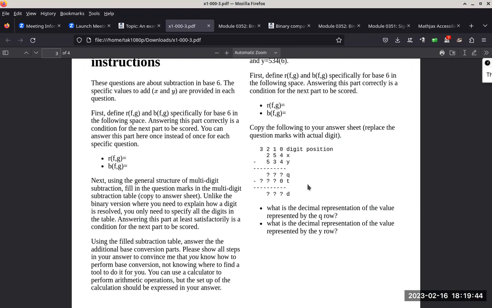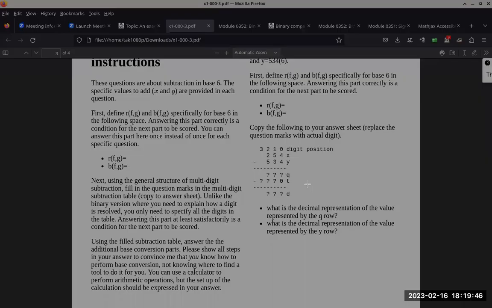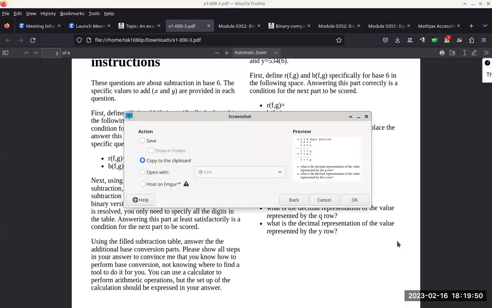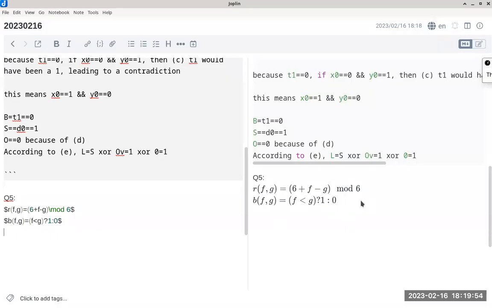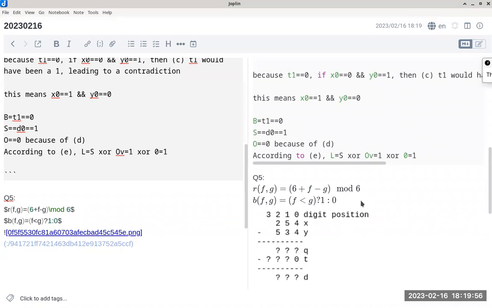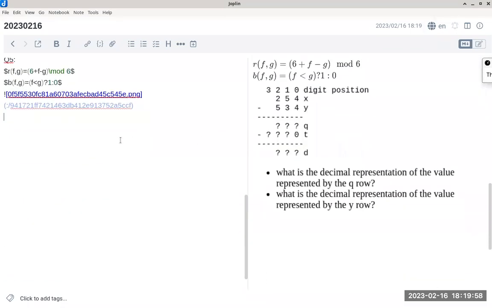So control, screenshot this part, and then paste to here. All right. So I'm not gonna overwrite this part here because it's really difficult for me to reconstruct the table. So I'm just gonna work out the digits and just write out how each one is supposed to be.